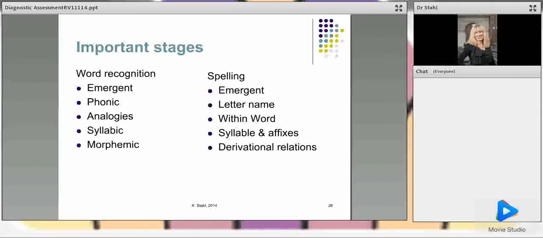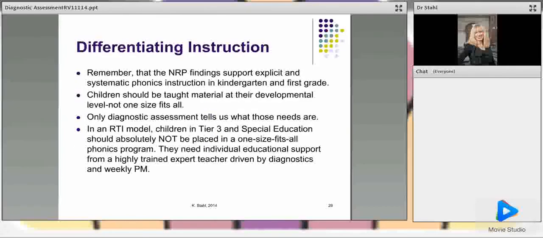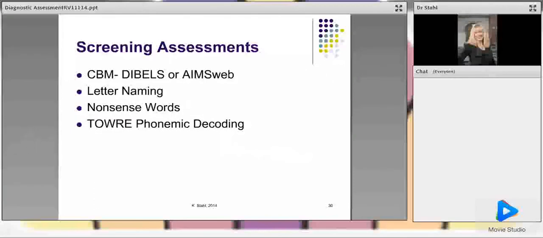And those stages are very sequential and predictable. They happen to children at different time periods, and that's what we need to be identifying: where are the children along that sequence. Same thing with spelling, same predictable sequence. And so we want to be able to identify where children are by using diagnostic assessments.